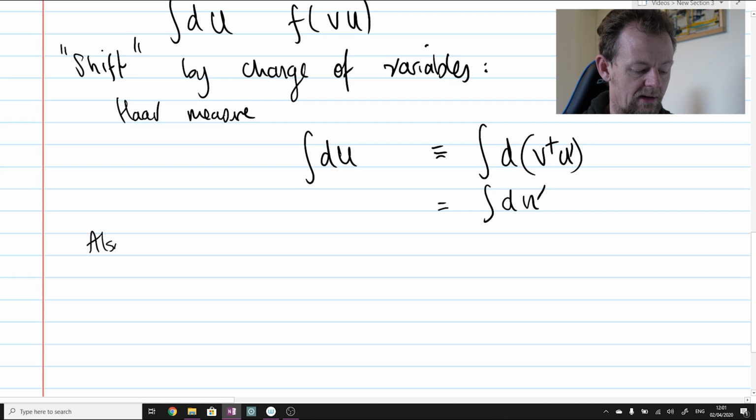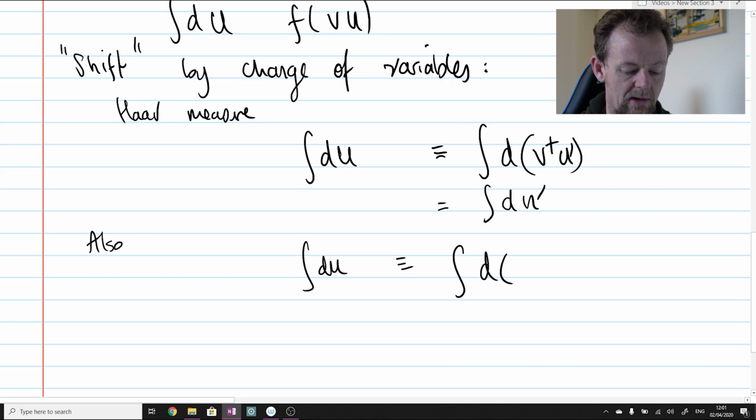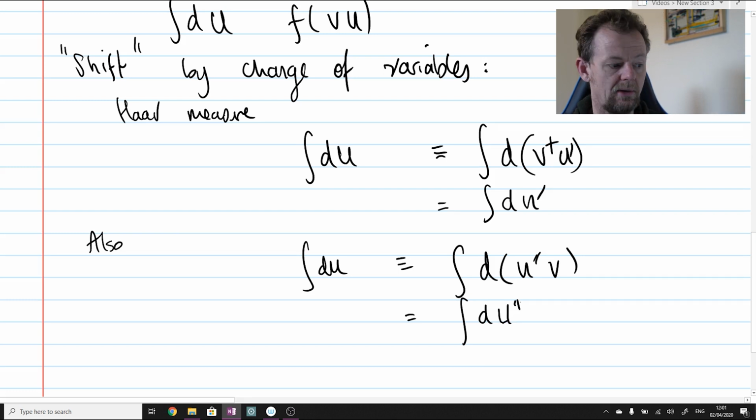That's so-called left invariance, and also we have right invariance. So we also have that multiplying on the right by a fixed unitary operator v gives exactly the same measure again. So this is really the most important property of the Haar measure, and the one that we make most use of in the rest of this video.